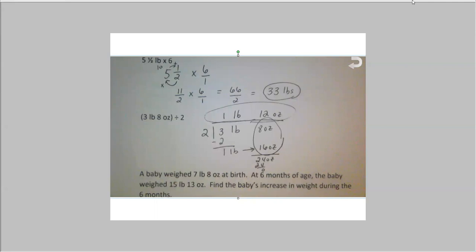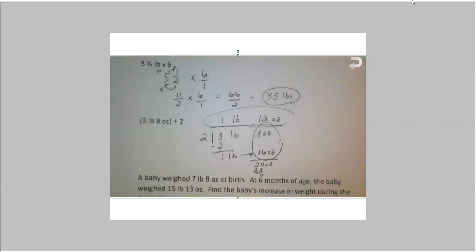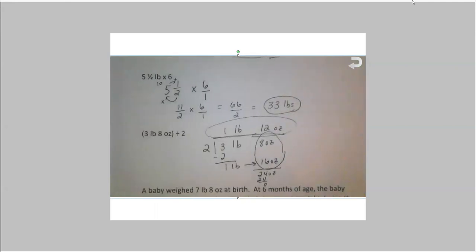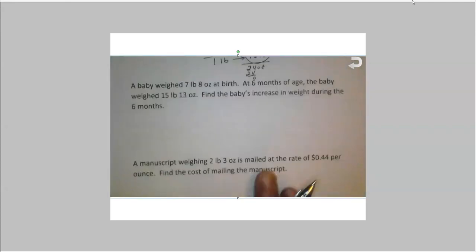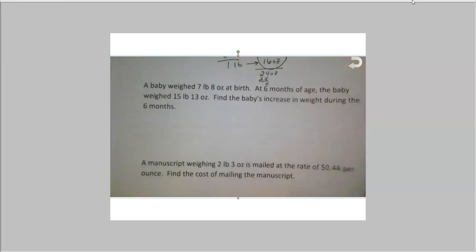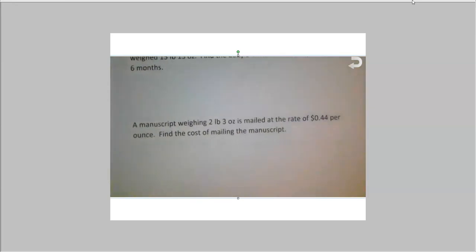All right, I want to do a few more problems before we close. Some of the problems we do this week are going to involve multiple steps, so I just want to encourage you to be careful as you go through those multiple steps. This is one of those things right here. The manuscript weighs 2 pounds, 3 ounces. It's mailed at the rate of 44 cents per ounce. So we're going to find the cost to mail that manuscript.